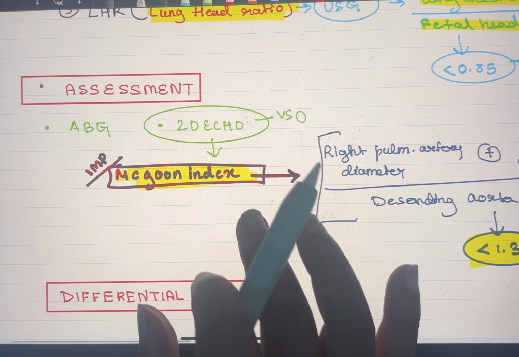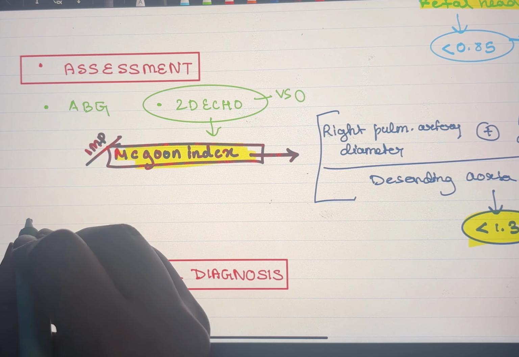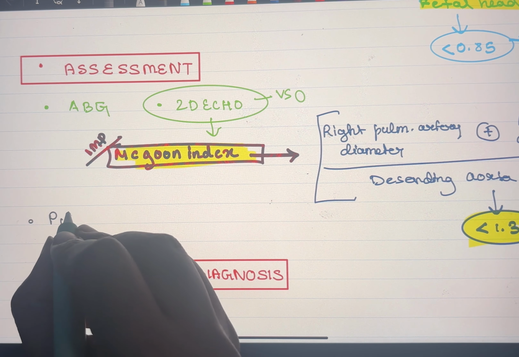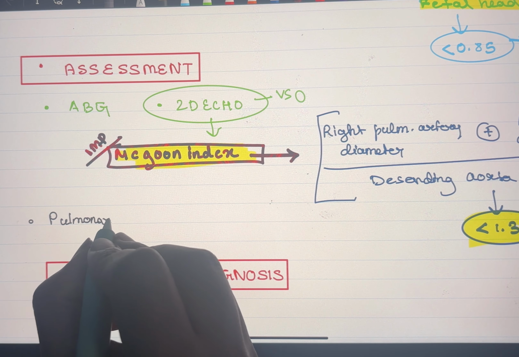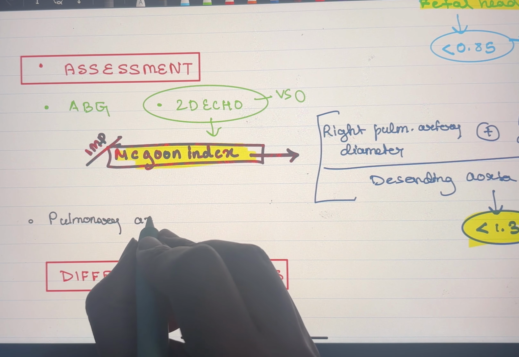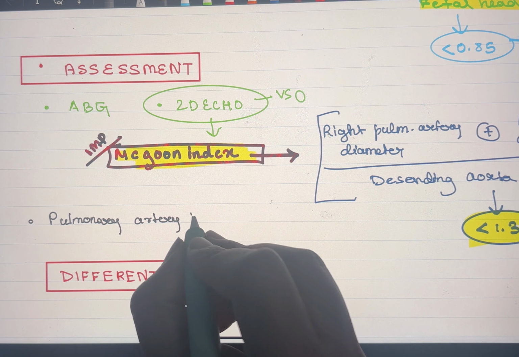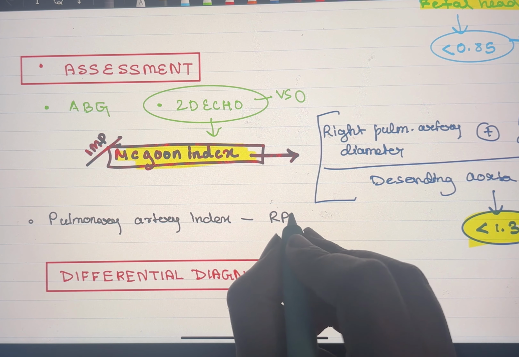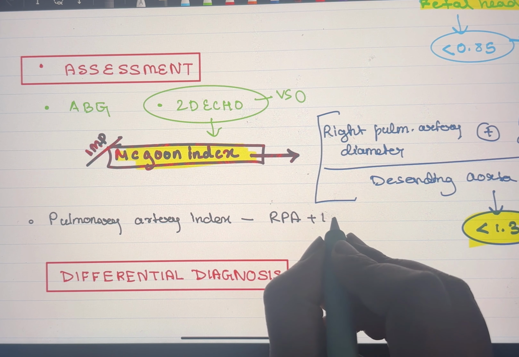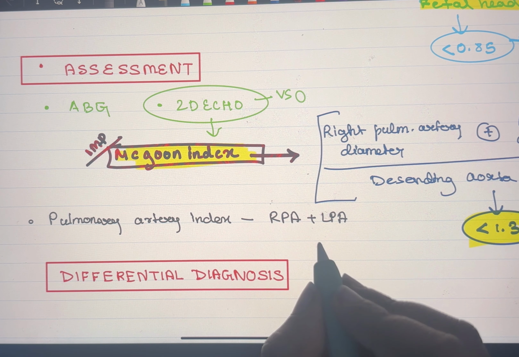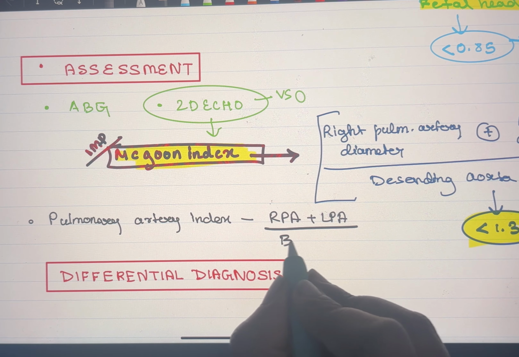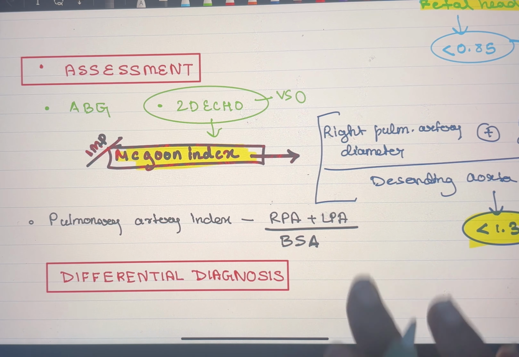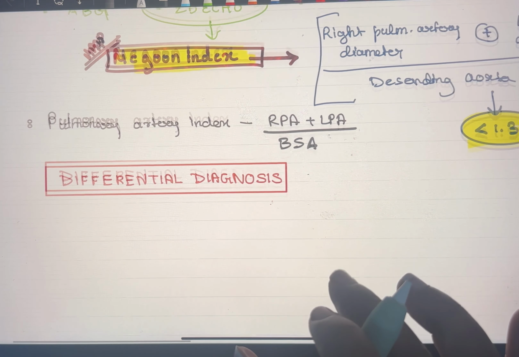Apart from that, another thing you can remember is the pulmonary artery index, that is right pulmonary artery area plus left pulmonary artery area divided by body surface area. This is the pulmonary artery index.